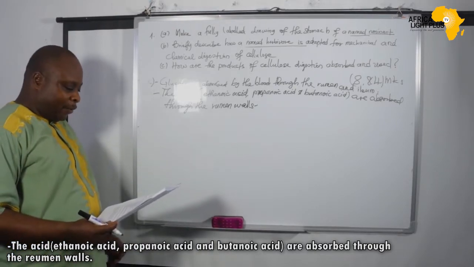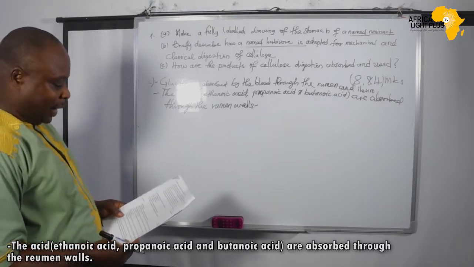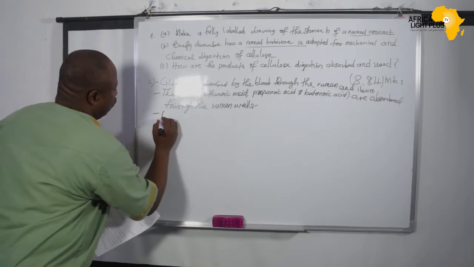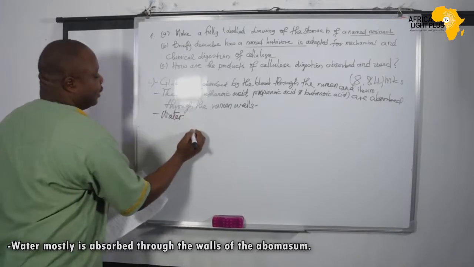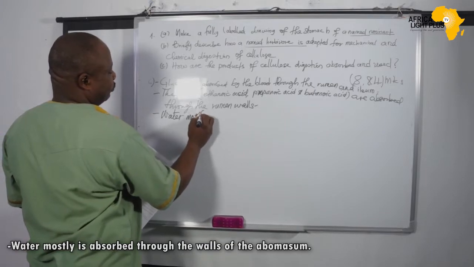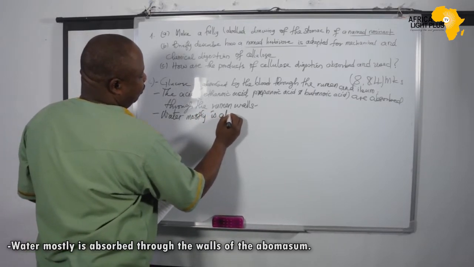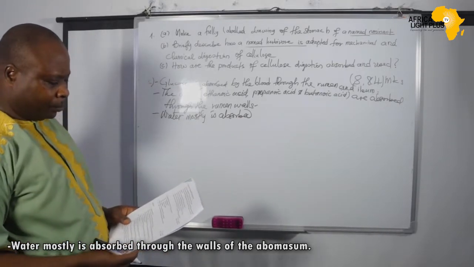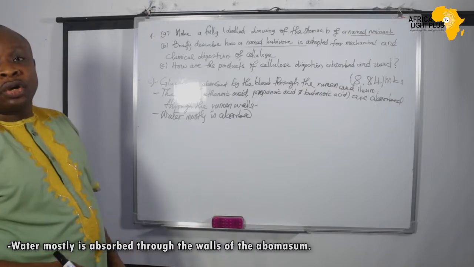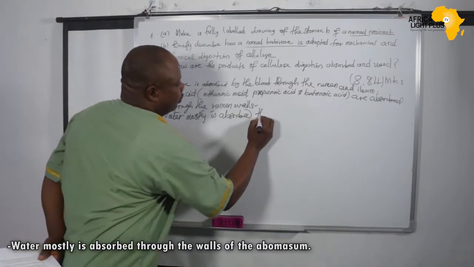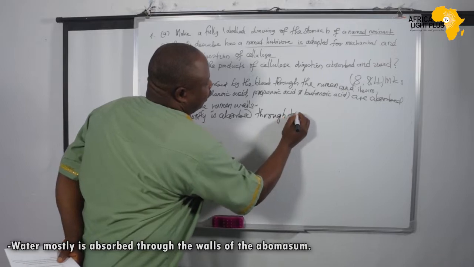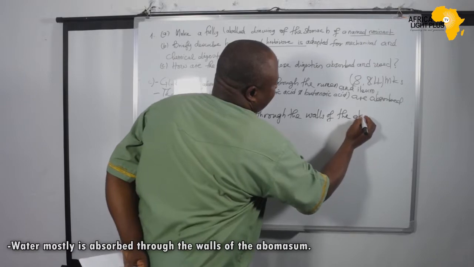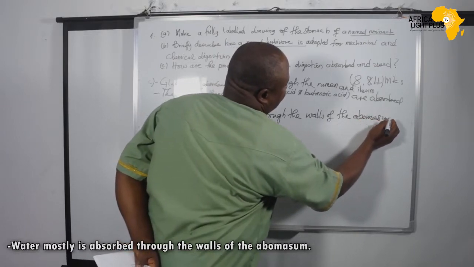So the next point is that water mostly is absorbed through the walls of the abomasum.